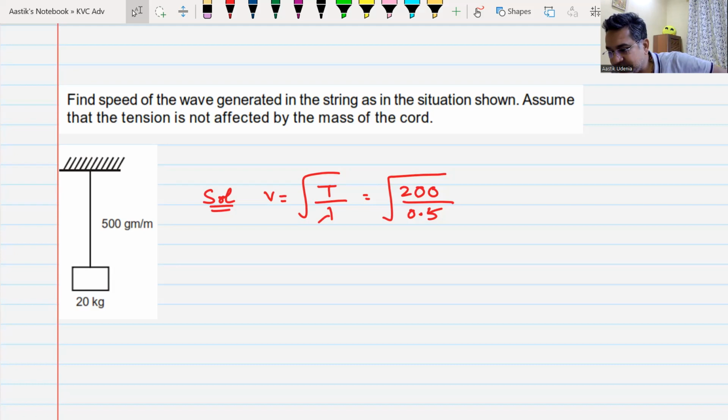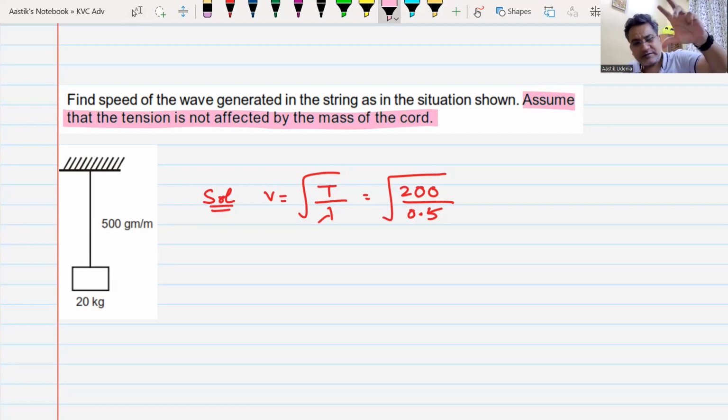What was that point that I did not emphasize? The tension is not affected by the mass of the cord, because the length was not given first of all. Anyways, forget about the length. We had assumed that the mass of the cord is very small compared to the tension that this block was putting, and therefore we had neglected that part and we had only found out the tension which was created because of the mass only. Do we understand this? Yes, sir.